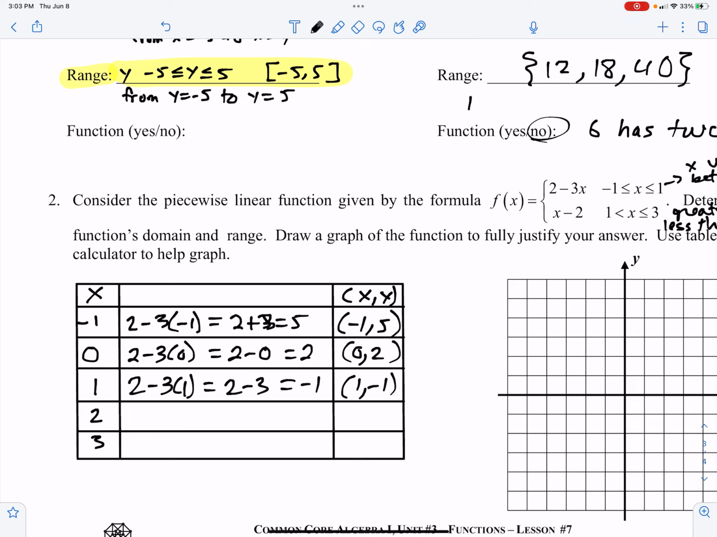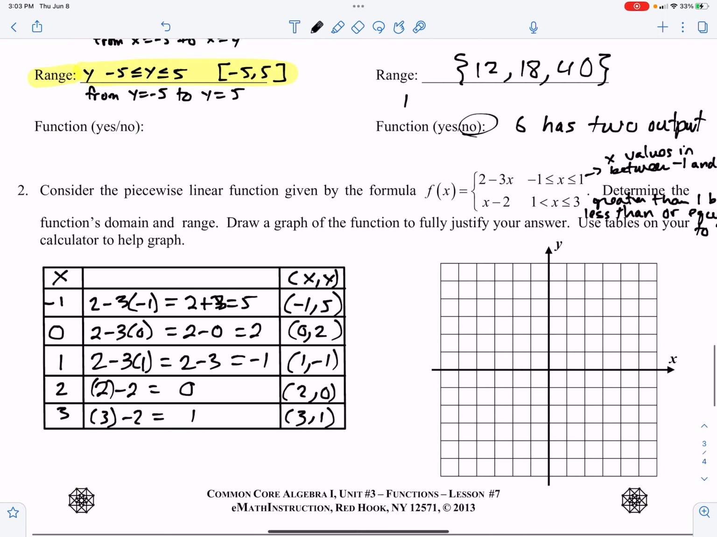Okay, now 2 and 3 are both in this interval here between 1 and 3. So we're going to use x minus 2. 2 minus 2 would be 0. We're graphing 2, 0. And we're going 3 minus 2, which would be 1. And we'll graph the point 3, 1.